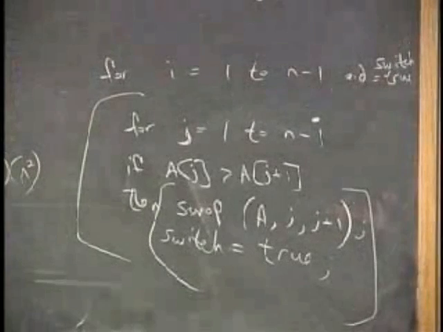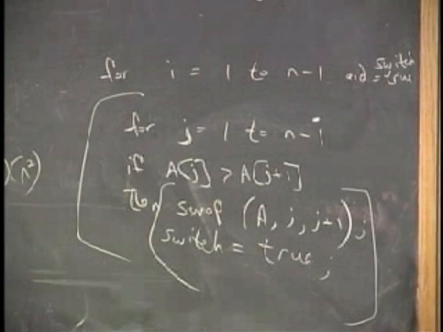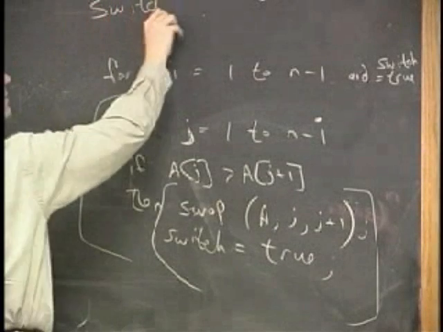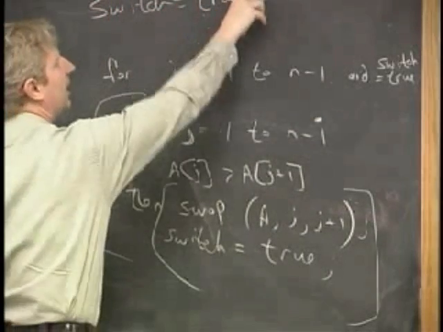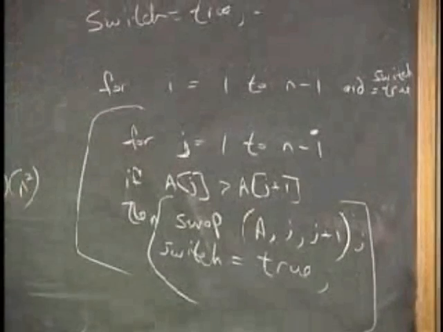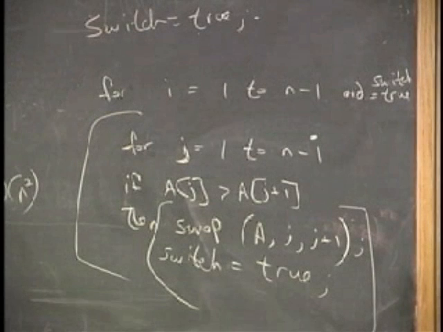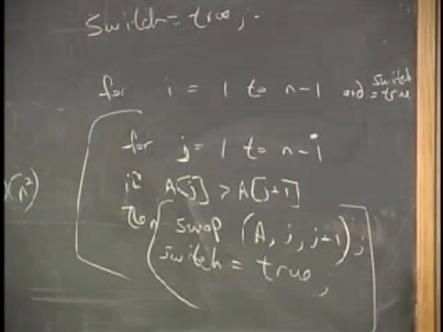Well, that's OK. Everything's OK so far. What should we initialize the switch to, just to get it started? It's got to start out as true, so it actually begins. Well, now it's always true. So what good is that? Where should it become false? When we start each iteration.